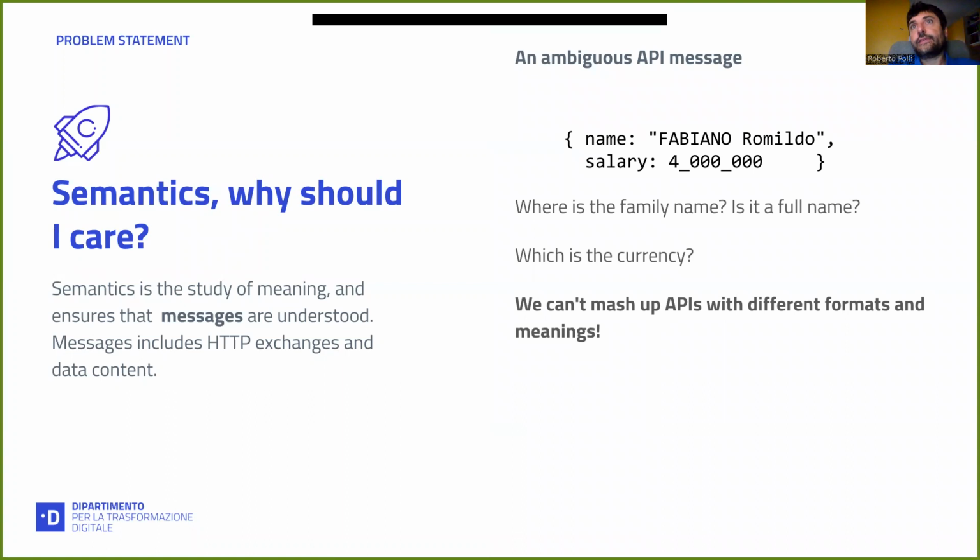But what's semantics? Semantics is the study of meaning and ensures that a message is understood. Here we have an ambiguous API message. We don't know the family name of this Fabiano Romildo, nor the currency used for his salary. We cannot mash up APIs with different formats and meanings.